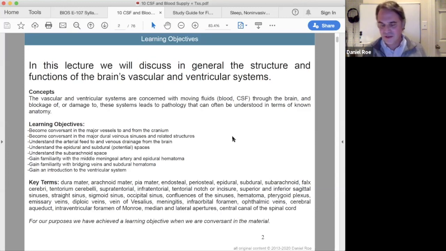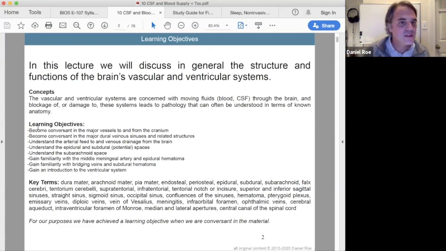Concepts, I like to always go through this just verbatim. The vascular and ventricular systems are concerned with moving fluids, blood and CSF, through the brain, and blockage of or damage to these systems leads to pathology that can often be understood in terms of known anatomy. So you already have a lot of the tools that you need to understand this stuff, but we need to talk a little bit about cerebral vasculature and CSF flow. We'll spend more time on vasculature and quite a bit on the venous systems.